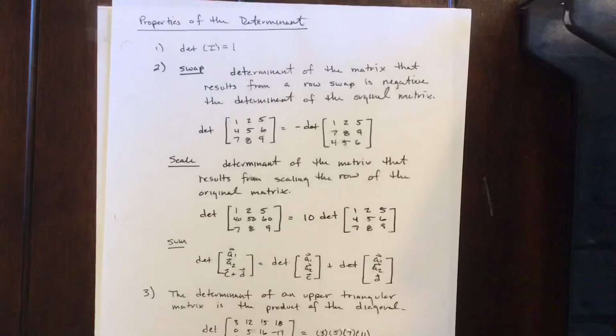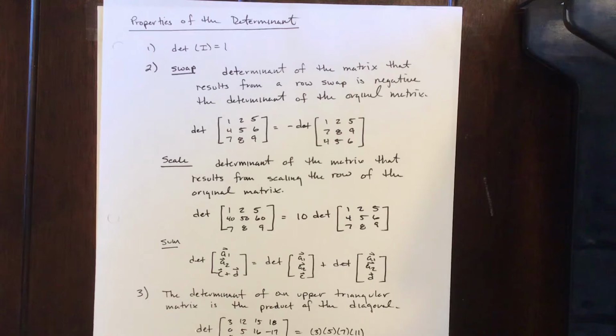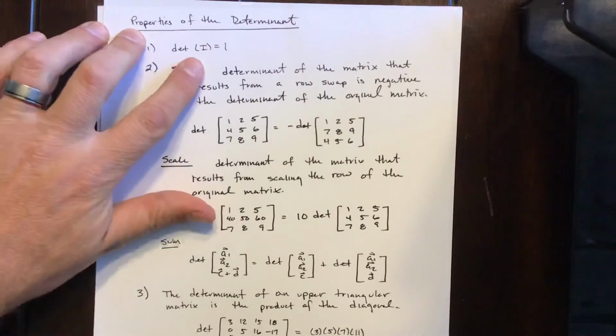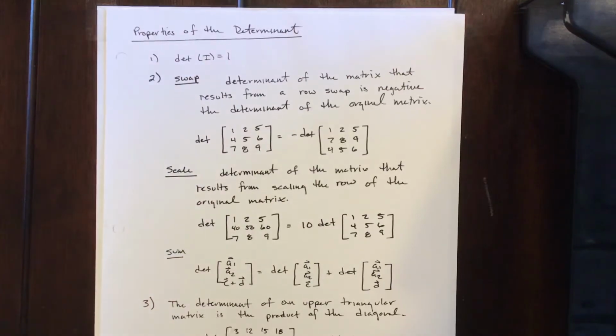So let's go through the properties of the determinant, and then we can call it a day. The determinant of the identity matrix is 1, and it doesn't matter if it's a 2 by 2 identity matrix, 3 by 3, 4 by 4, 5 by 5. The determinant of any identity matrix is 1.